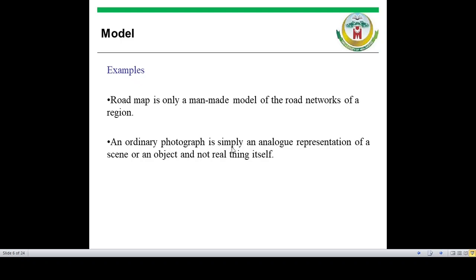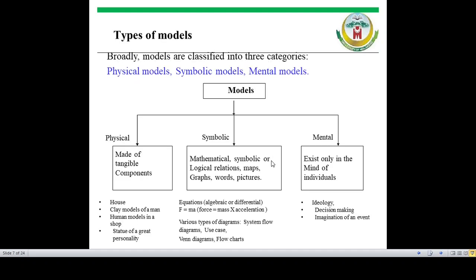An ordinary photograph is simply an analog representation of a scene or an object, and not the real thing itself. When we take a picture of a scene, this picture is a model of that scene. This image or picture is actually a representation of a scene.